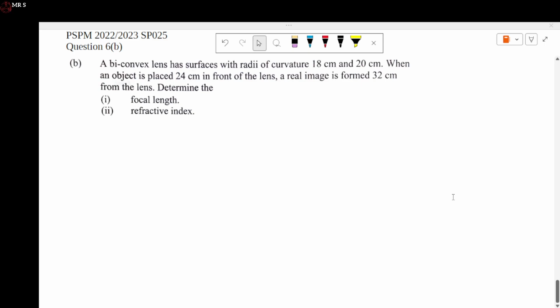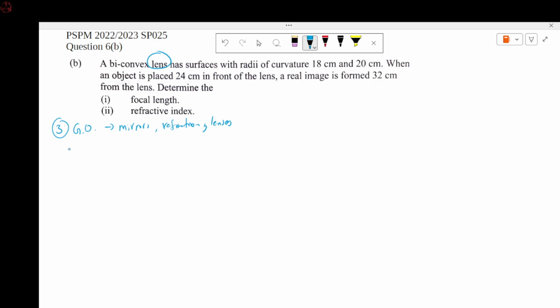In this video, I want to talk about question 6B from PSPM 22-23 for the second semester. There's the word lens in that. So I just want to remind you that there are three parts of geometrical optics. There's going to be mirrors, spherical mirrors. There's going to be spherical refraction, so refraction on spherical surfaces. And then the third part is going to be on lenses.